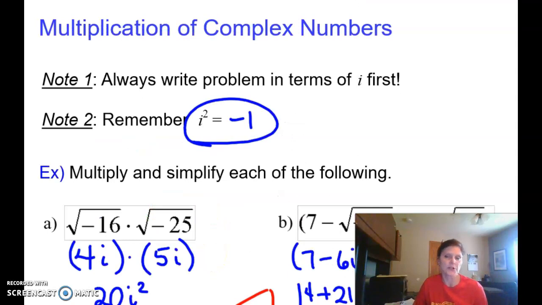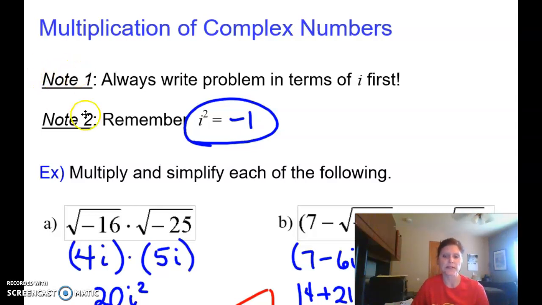Multiplication is not much harder. There are a couple notes I have to keep in mind. The first is before I do anything with square roots of negatives, I have to put it in terms of i first. The second thing is I always have to make sure my final answer is simplified. I'm not allowed to have anything higher than just plain i. If it's an i squared, I need to simplify that using the definition and say i squared is -1.